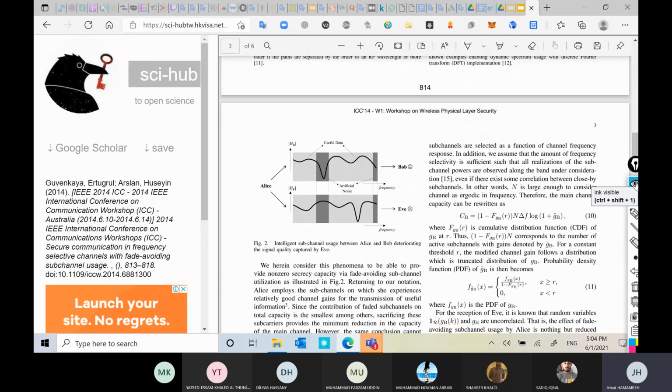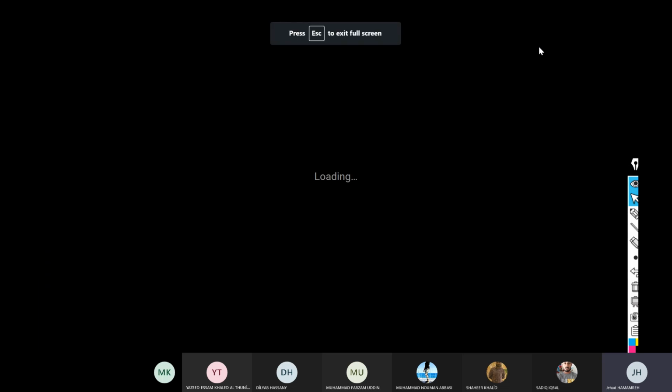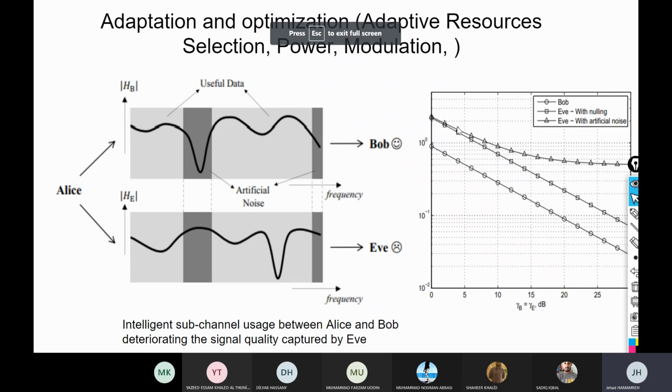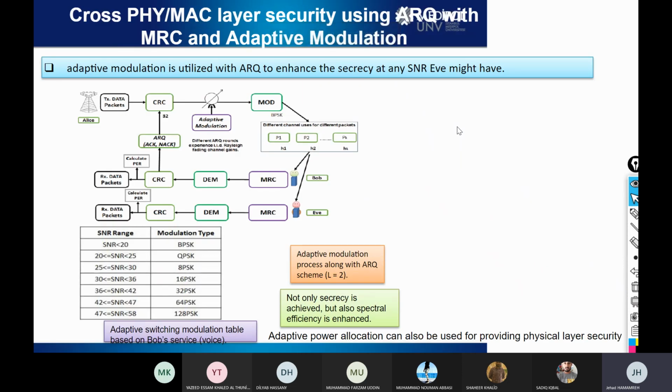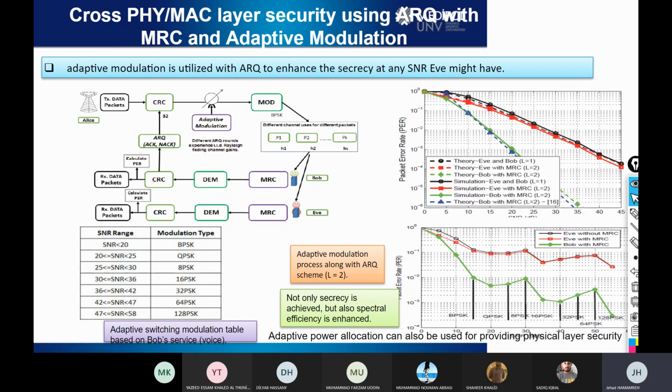This is another technique that utilizes adaptive modulation instead of adaptive resource allocation or adaptive subcarrier selection. Here you optimize your modulation according to the signal to noise ratio. ARQ is also an adaptation technique that can result in providing a secrecy gap.